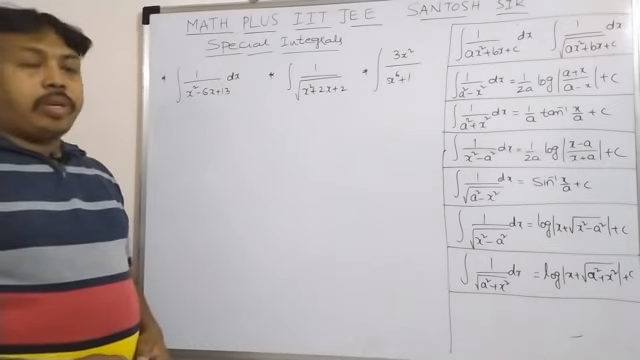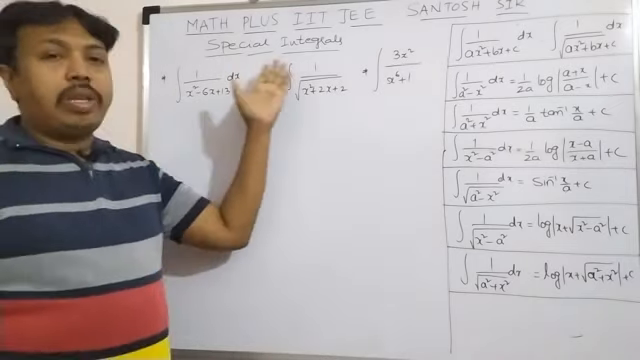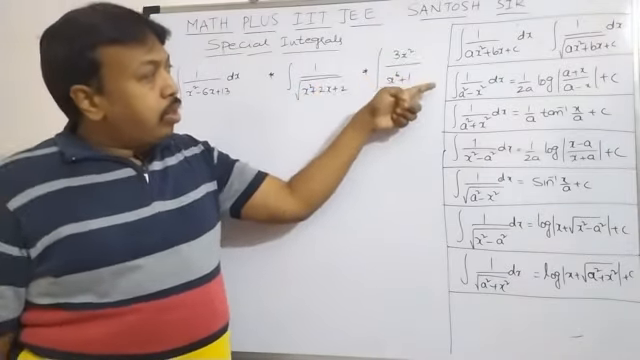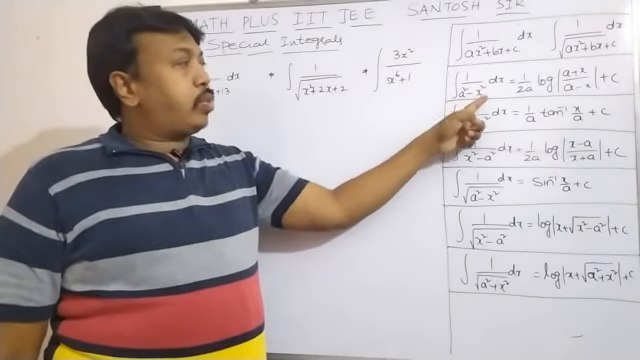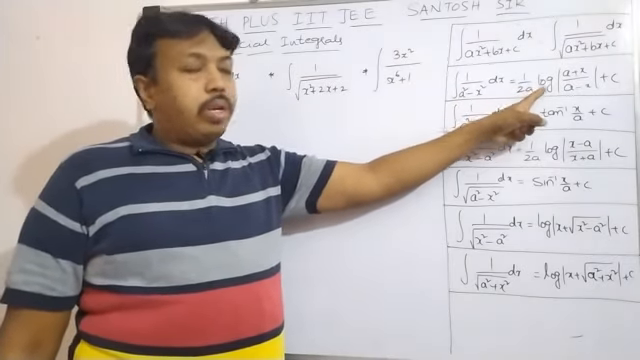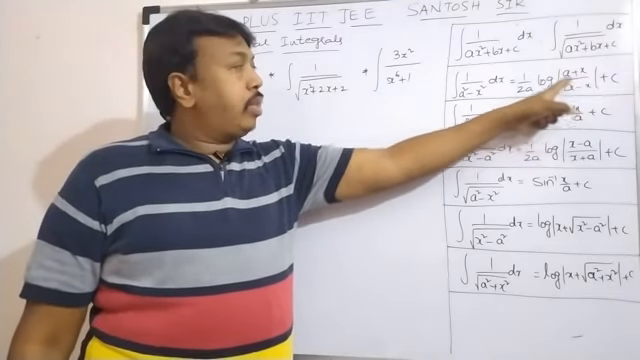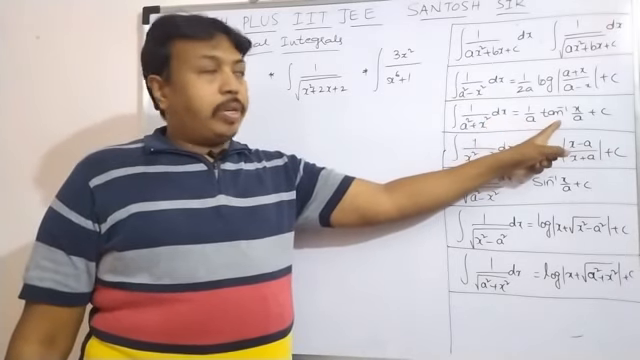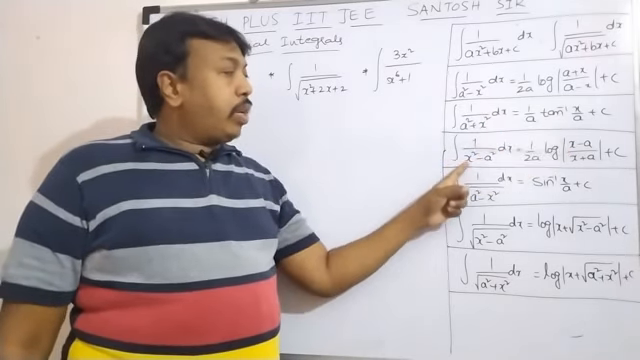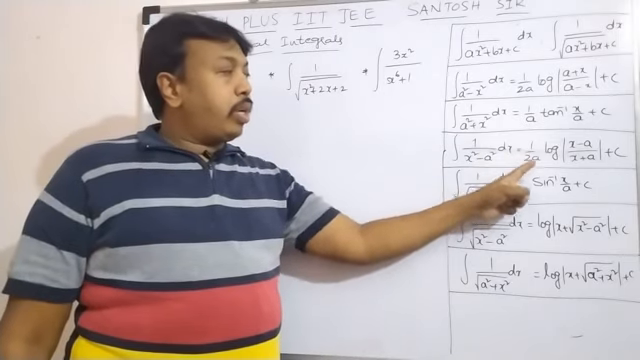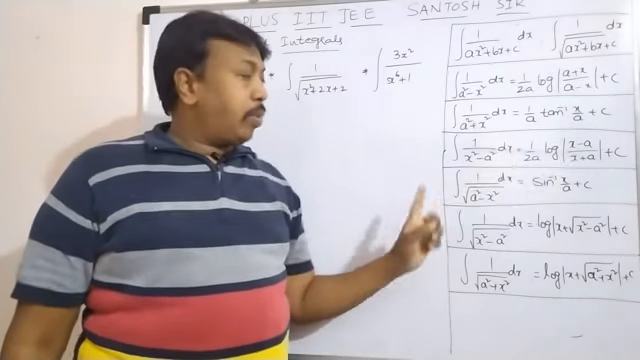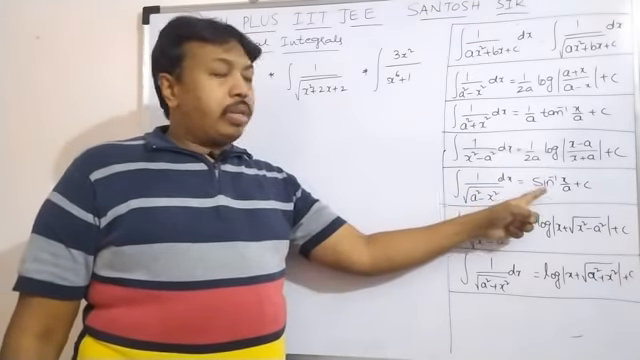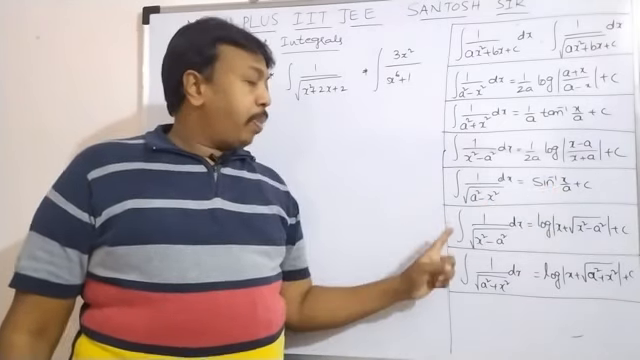So last class we discussed some special integrals. We had discussed the formulas. I have written: integral of 1 upon a square minus x square dx is 1 by 2a into log of (a plus x) upon (a minus x); integral of 1 upon a square plus x square is 1 upon a into tan inverse x by a plus c; integral of 1 upon x square minus a square is 1 upon 2a into log of (x minus a) upon (x plus a) plus c; and integral of 1 upon under root of a square minus x square is sin inverse x by a plus c.